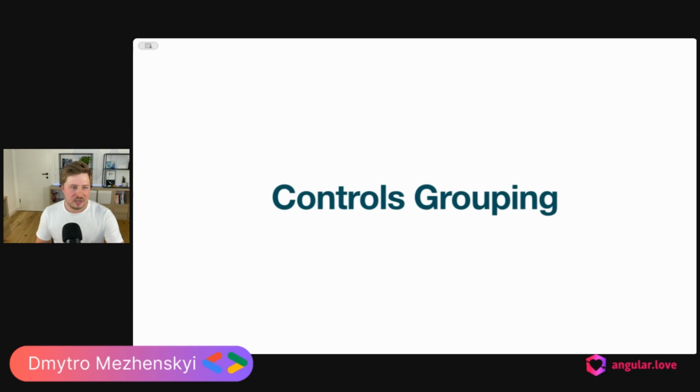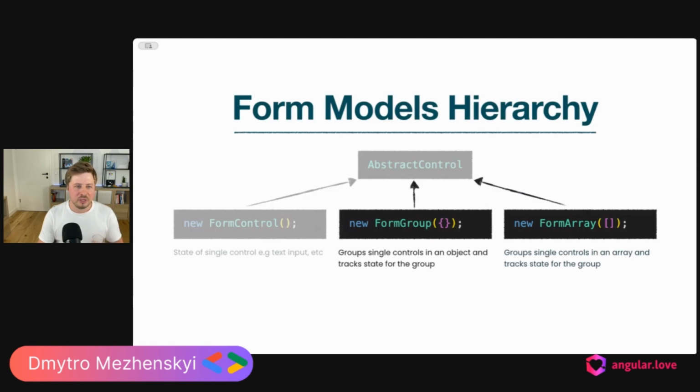And now let's get back to the controls grouping. If you remember, I mentioned a few minutes earlier that in the models hierarchy we have groups and arrays. Models that allow us to group controls either into an object or into an array, because sometimes, especially when we have open-ended lists of data, we don't know how many elements there will be, and very often it is very convenient to work with them as an array, right? And form array allows you to do it easily.